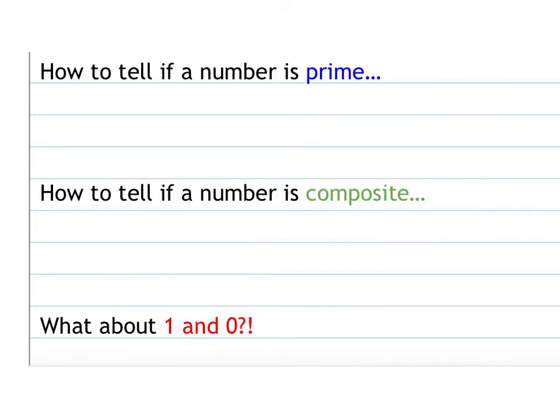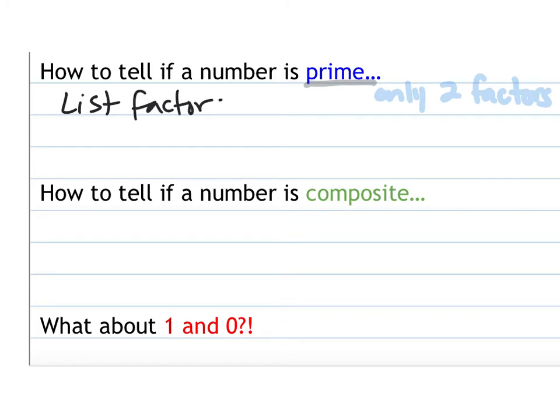So we're going to figure out how I can tell if a number is prime. When I ask you to determine if a number is prime or composite, how are you going to do that? Well, the trick is that you have to remember, first of all, the vocab. We know that prime only has factors of 1 and itself, so only 2 factors. To do that, we are just going to list the factors to check.